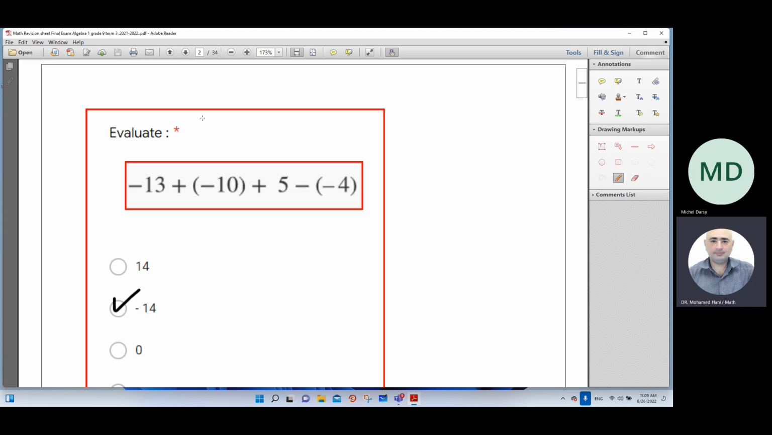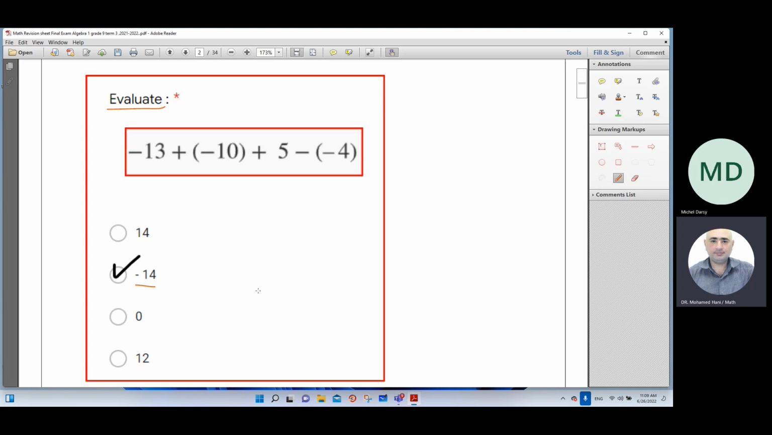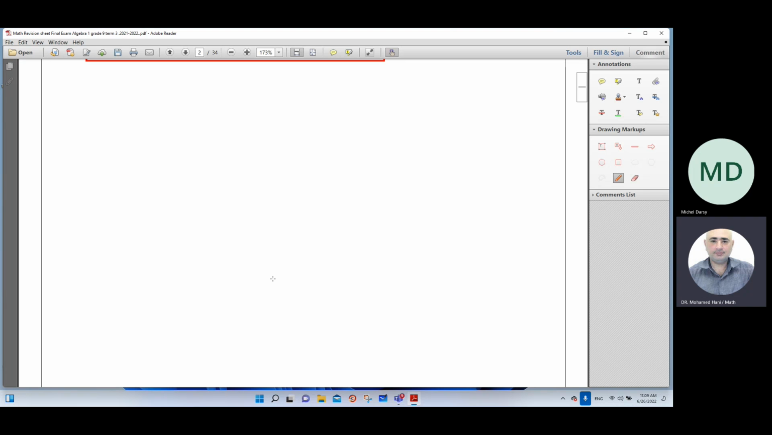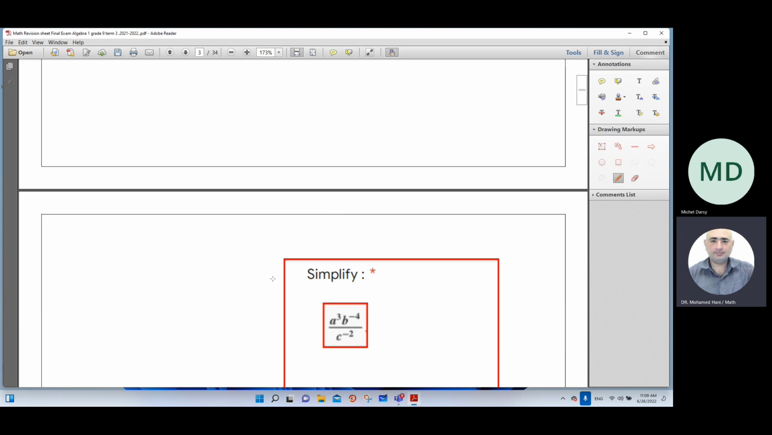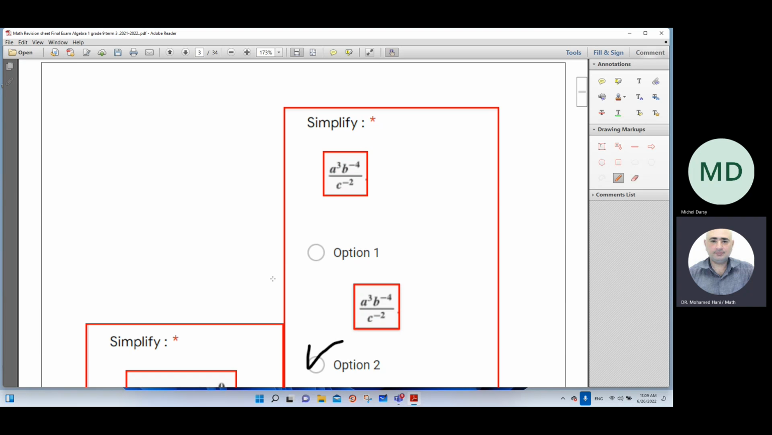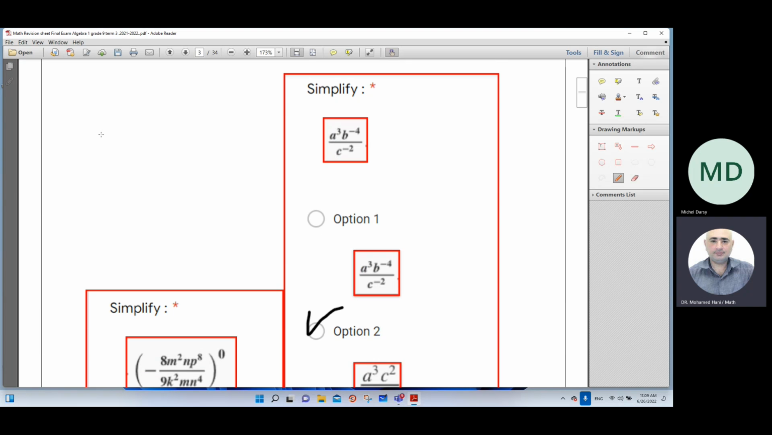This question we want to evaluate. Evaluate means find the answer or find the value of this expression. Just we can add the numbers here. You will get here negative 14. And this question is very important. This question here is very important.